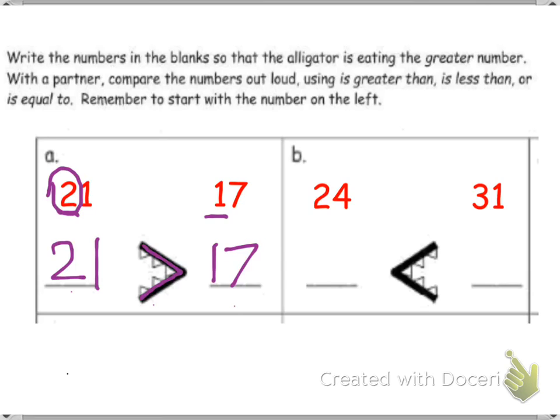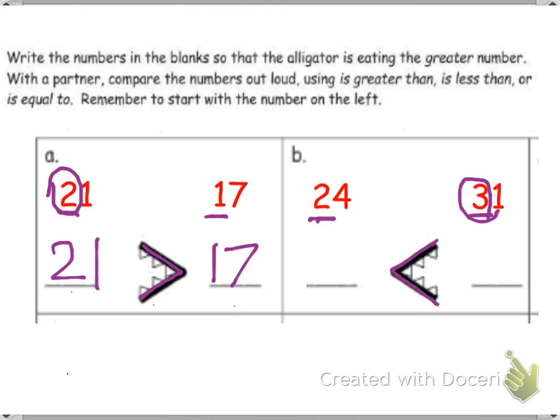Now for B. Now B shows the number 24 and 31. So again, we read the numbers we're comparing from left to right. So we're looking at the 2 in the tens place for 24 and the 3 in the tens place for 31. Well, we automatically know the 3 tens is bigger than 2 tens. So that means we know that 31 is the bigger number because it has 3 tens and not 2 tens like 24 does. So again, that alligator wants to eat that bigger number.